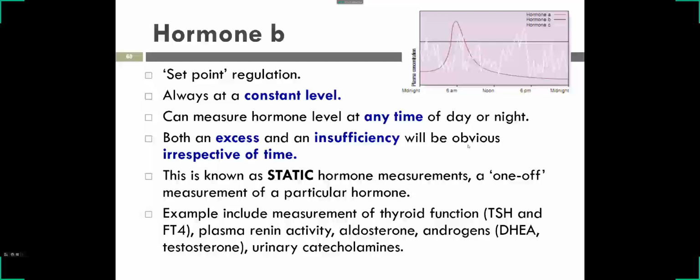Examples of this type of measurement include thyroid function. We'll talk about thyroid stimulating hormone and free thyroxine, FT4, plasma renin activity, your steroids, aldosterone and androgens, and urinary catecholamines having to do with clearance. All of these can be measured, and often are measured, very quickly when a patient comes into the clinic.